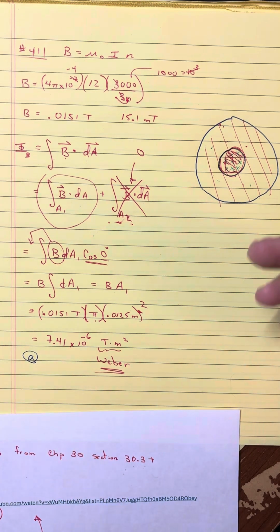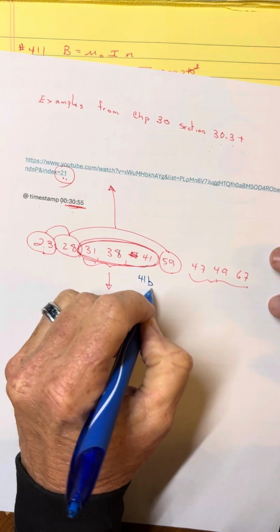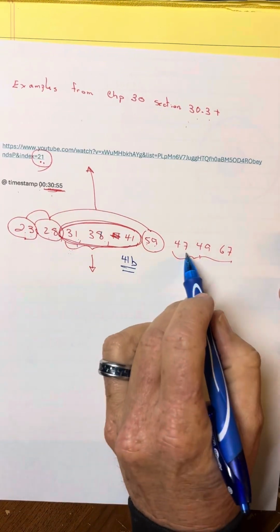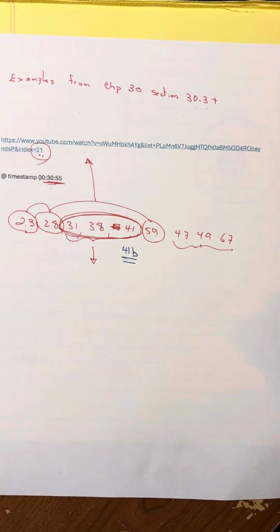So let me begin this video by doing 41 part B, and then I'll jump into these other three, and that will complete 9 examples from chapter 30, a real hard one here.